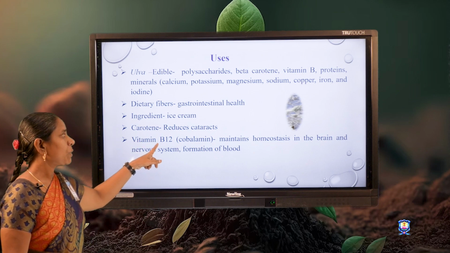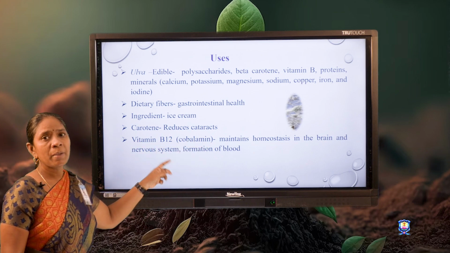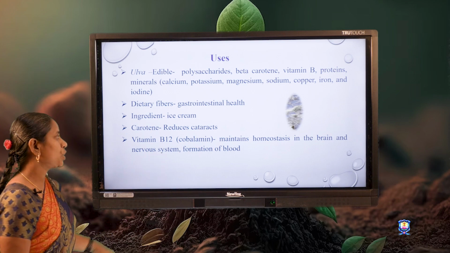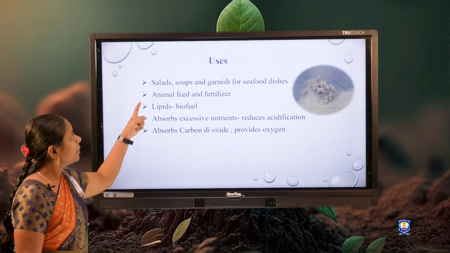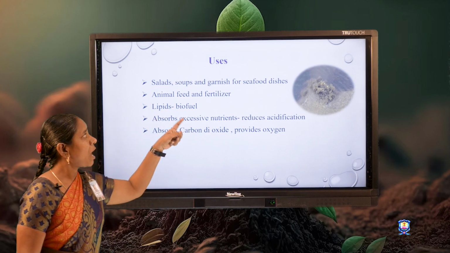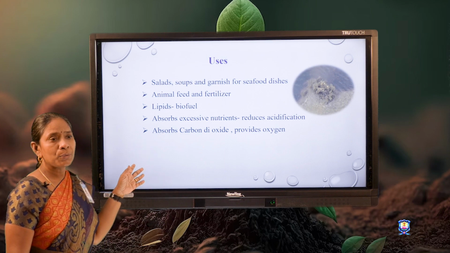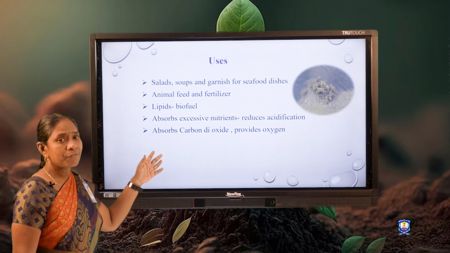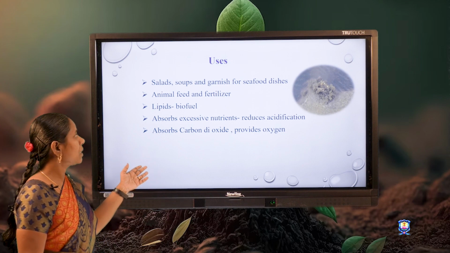And vitamin B12 maintains the homeostasis in the brain and the nervous system, and it is also used for the formation of blood cells. And then the Ulva thallus is used in the preparation of salads, soups, and it is also used to garnish seafood dishes. And it is also used as animal feed and fertilizer. That is also due to the presence of various nutrients in the Ulva thallus.